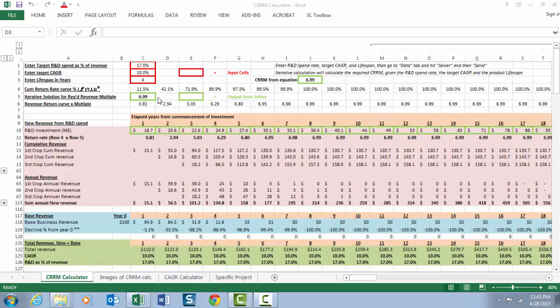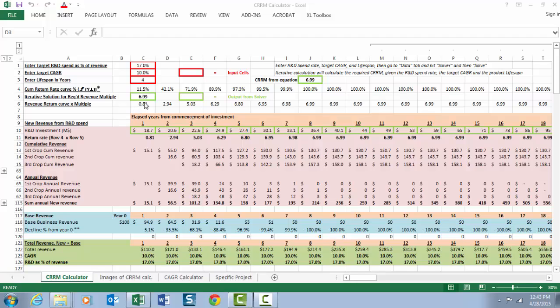But the advantage of doing it iteratively is that we have to build up a picture of annualized revenue and how much we're spending on R&D each year, and that gives us a very good graphical picture of what the solution looks like, and we will come to that in our second tutorial looking at images of CRRM, the second tab. But for now, let's concentrate on this first tab here.